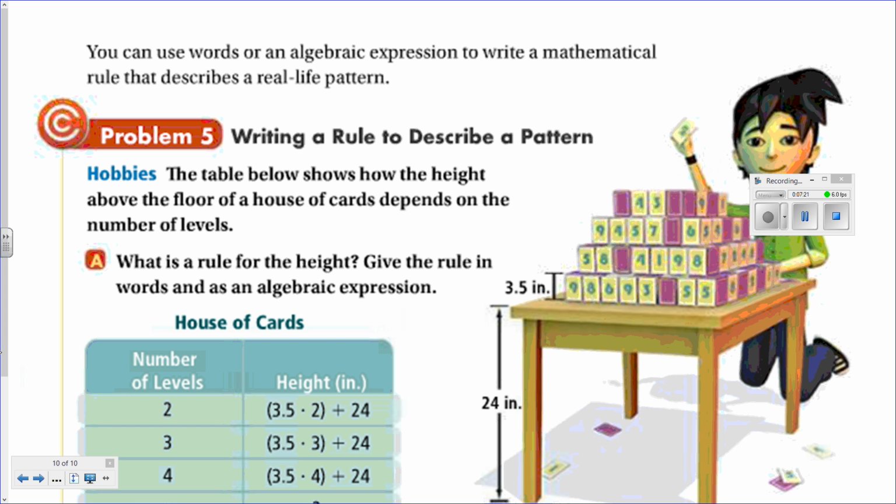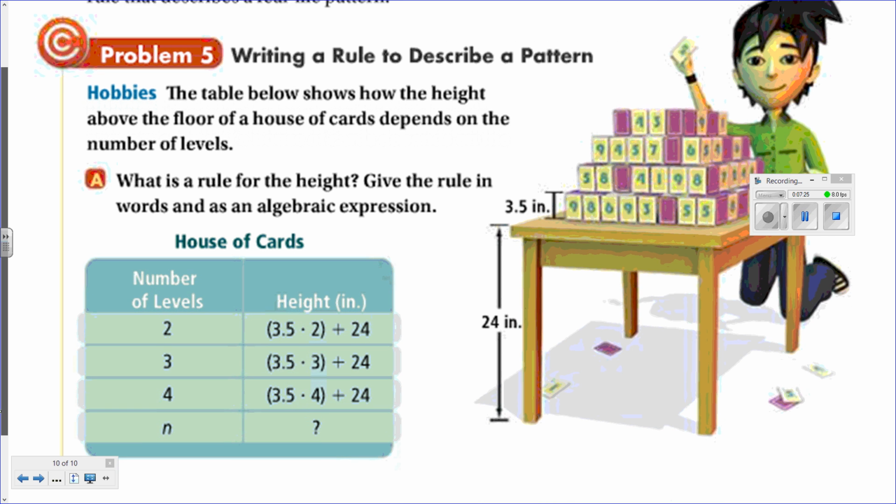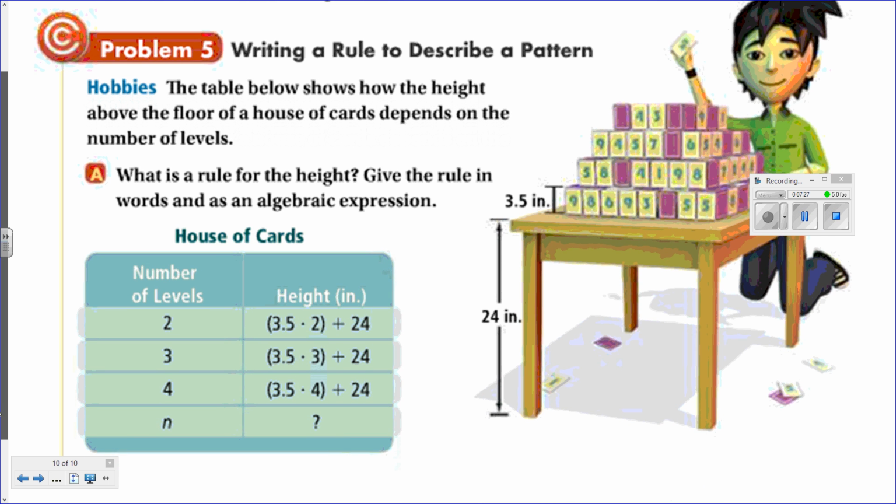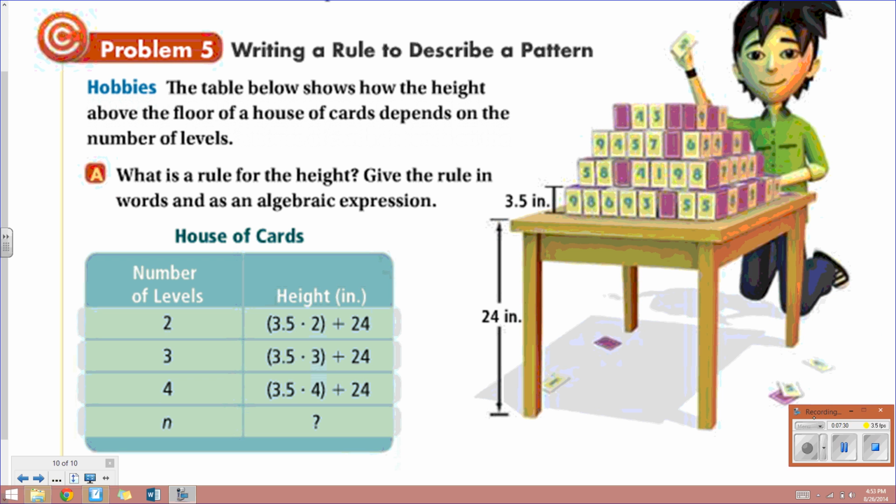So here's our last question. It's a word problem. It says, write a rule that describes this pattern. So it says, the table below shows how the height above the floor of a house of cards depends on the number of levels. What is the rule for the height? Give the rule in words as an algebraic expression. So try that on your own. Here's the table that shows you the pattern.